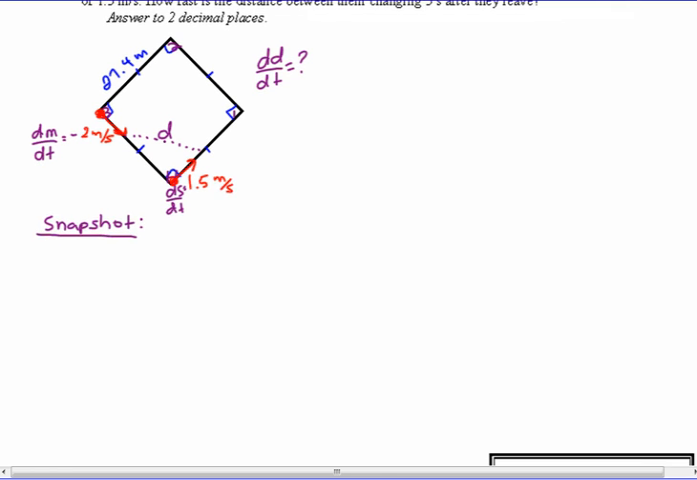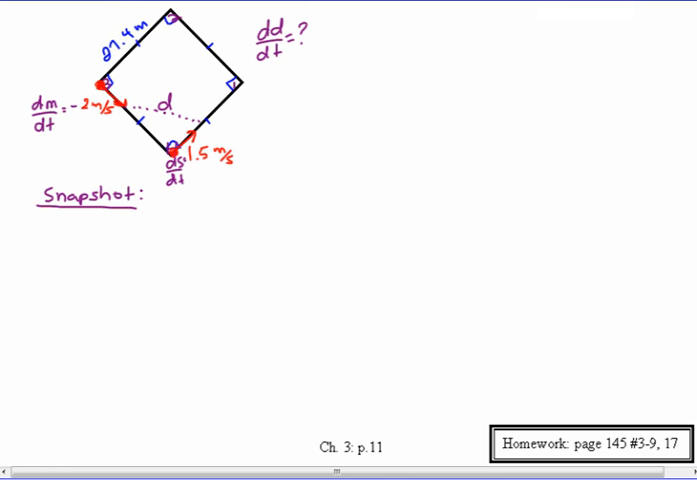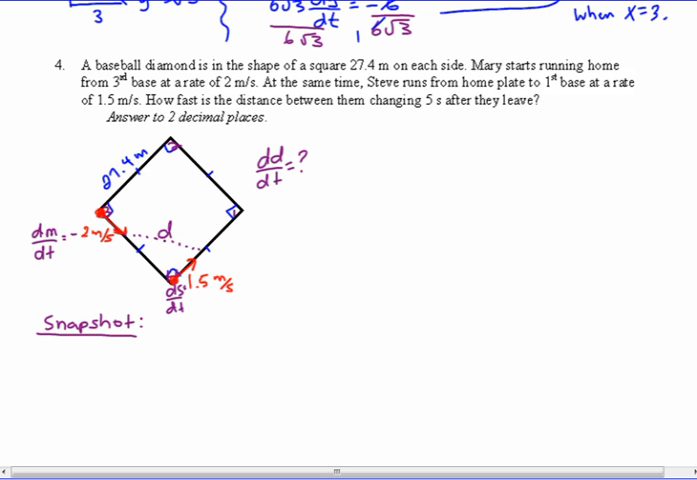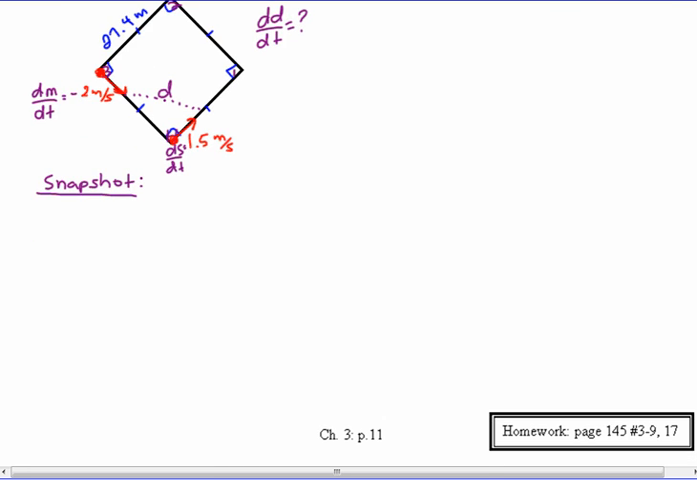Okay. So let's look at our snapshot because you have to be very careful. They say, what is dD/dt, or the distance between them, how fast that's changing when it's 5 seconds after they leave. So let's figure out what's going on.